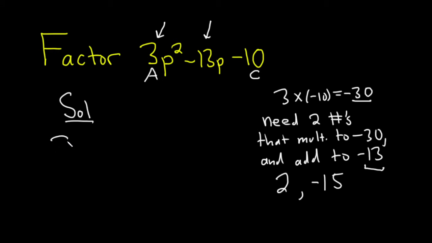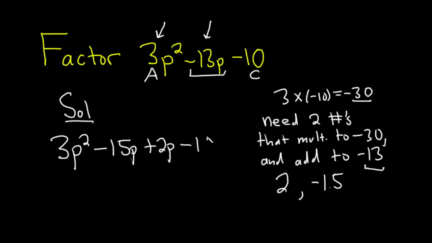So this will be 3p squared. And then you have to decide which one to write next, the 2 or the negative 15. I'm going to put the negative 15 here because that way I can combine it with the 3. I can pull out a 3 here later, and then I'll put the plus 2 here. You see how I did that? Basically you're taking this middle term and breaking it up with these two numbers. Negative 15 plus 2 is negative 13. And then here we have the minus 10.